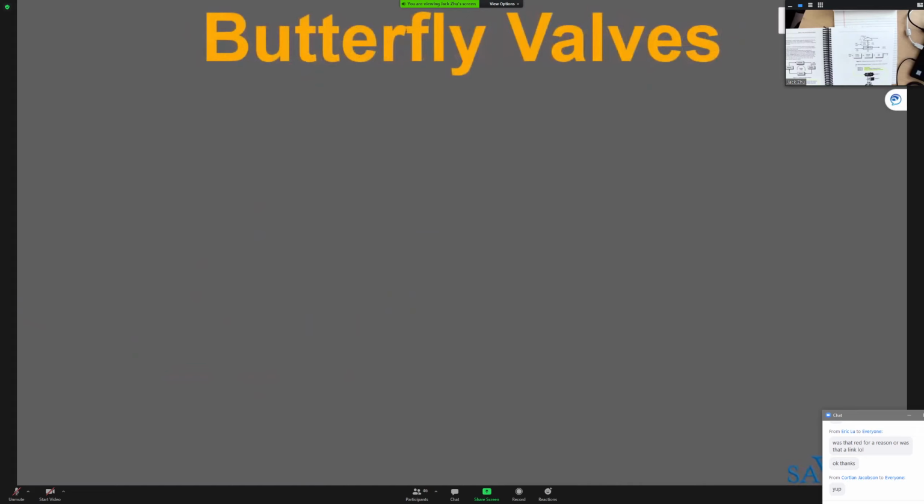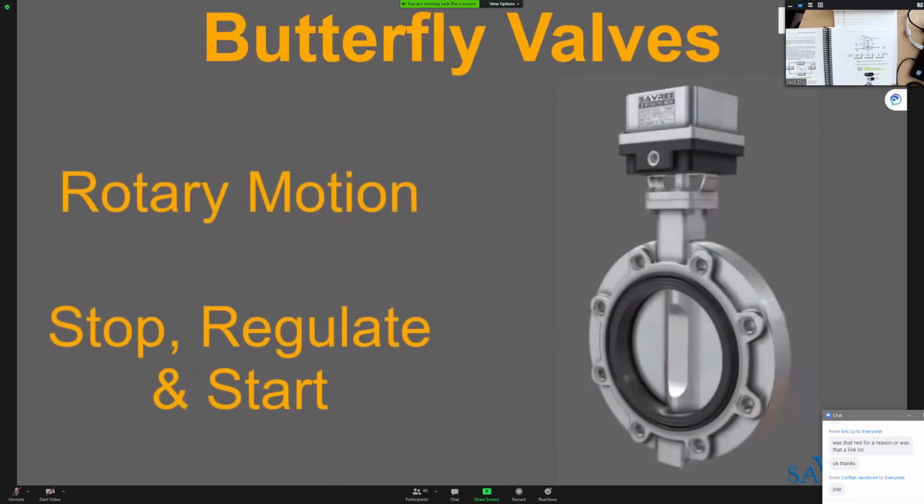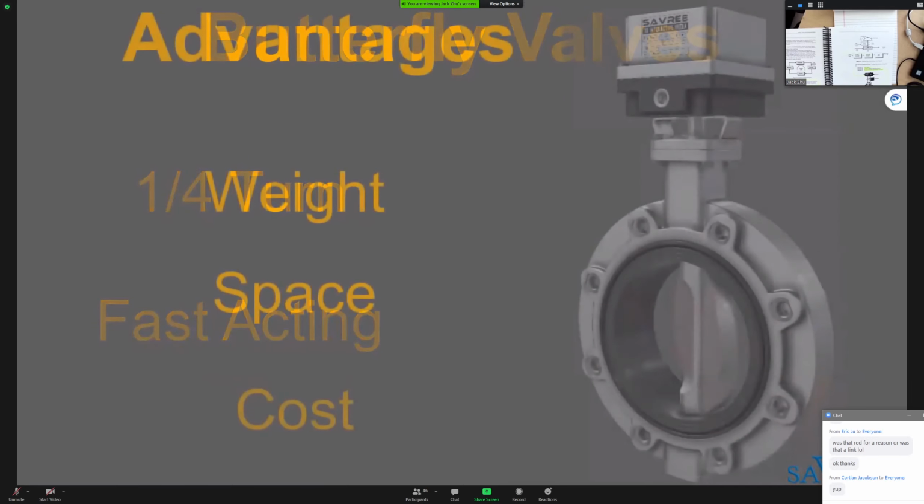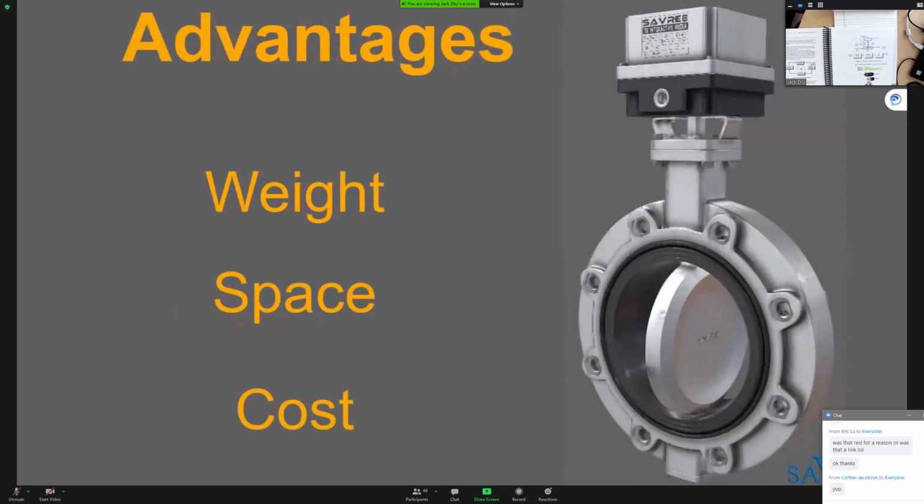A butterfly valve is a rotary motion valve that is used to stop, regulate and start flow. Like all quarter-turn valves, the butterfly valve is fast-acting. Larger butterfly valves employ planetary-type gearboxes. Butterfly valves possess many advantages over gate, globe, plug and ball-type valves, especially for larger applications.